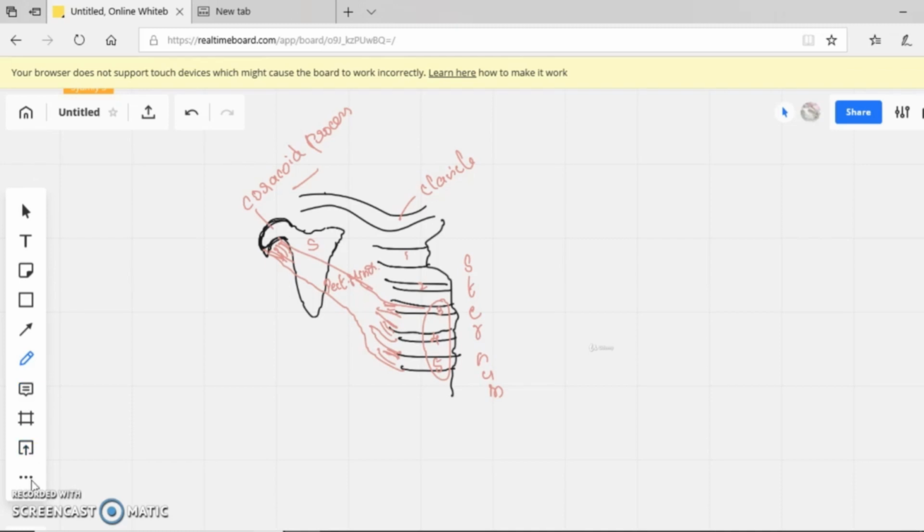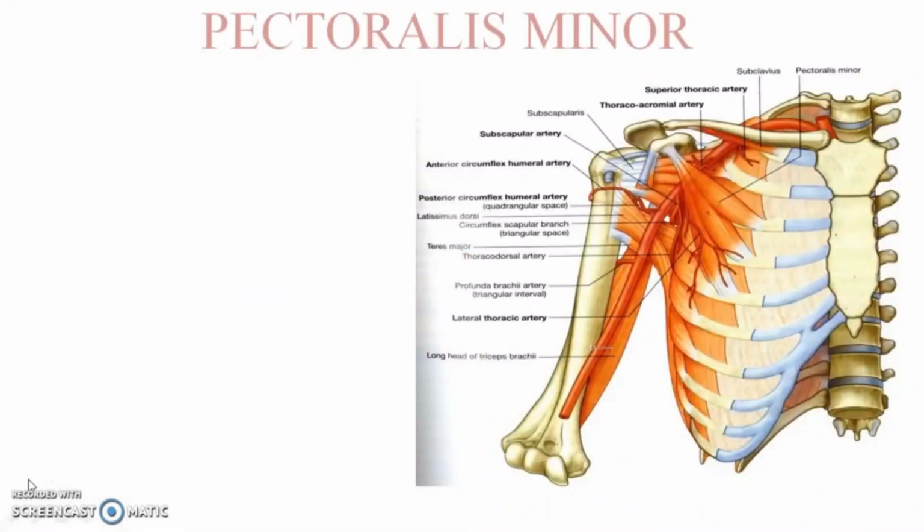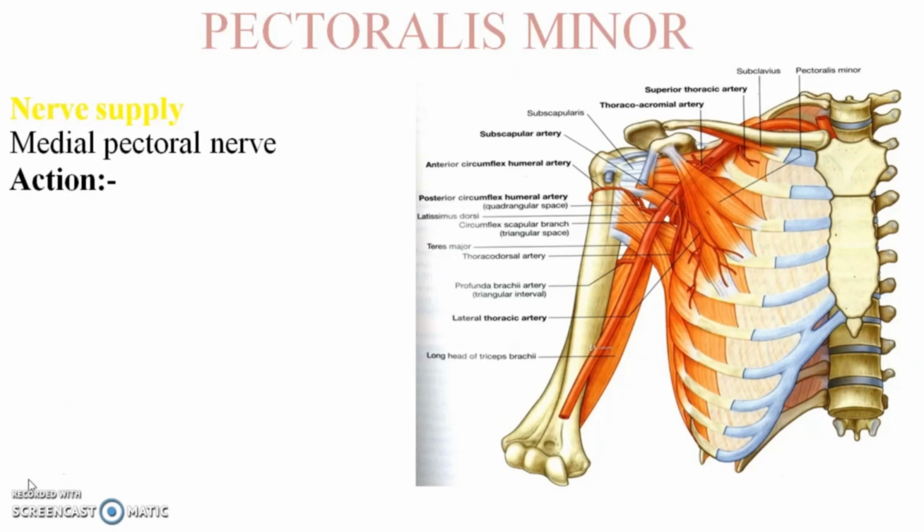Now we will move on to its nerve supply and action. So talking about its nerve supply, you know one nerve already, that is medial pectoral nerve, because it is a nerve which is going to come from the brachial plexus, and then it is going to pierce this particular muscle, and while piercing only it is going to supply the muscle. Later it is coming out, and then it is going to supply another muscle called pectoralis major also. So here only one nerve supply will be seen for this particular muscle, that is medial pectoral nerve.